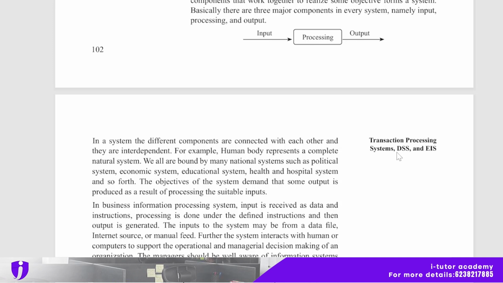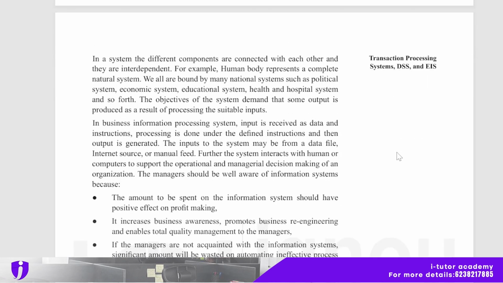Okay, in a system the different components are connected with each other and they are interdependent. For example, human body represents a complete natural system. We all are bound by many national systems such as political system, economic system, educational system, health and hospital system, and so forth. And in business, information processing system input is received as data and instructions, processing is done under the defined instructions, and then output is generated. The input to the system may be from a data file, internet source, or manual feed.